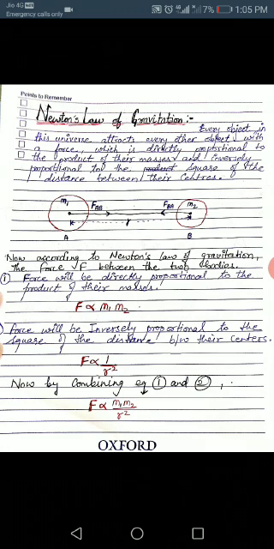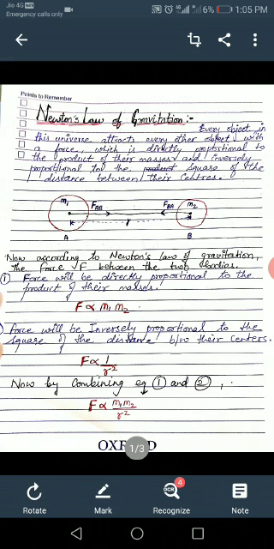And in this part of the video, we will see Newton's law of gravitation. So, we will see what Newton's law of gravitation says. Every object in this universe attracts every other object with a force which is directly proportional to the product of their masses and inversely proportional to the square of the distance between their centers.